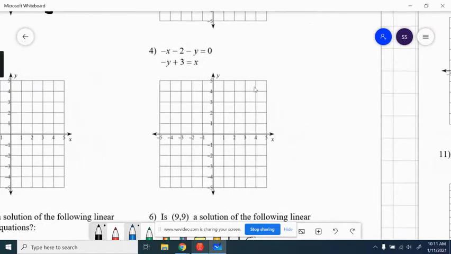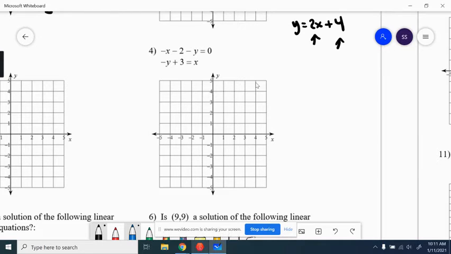Number four, neither of these equations are in slope-intercept form, so we need to go ahead and put them in slope-intercept form. So we want it to look something like this: y is equal to 2x plus 4, something like that, right? We need a number in front of the x and a constant on the right-hand side as well. Okay, so let's look at the top equation first. We have negative x minus 2 minus y is equal to 0.